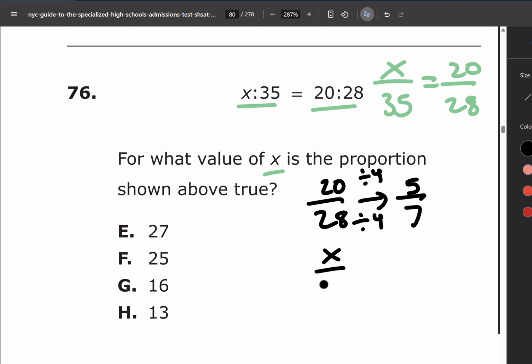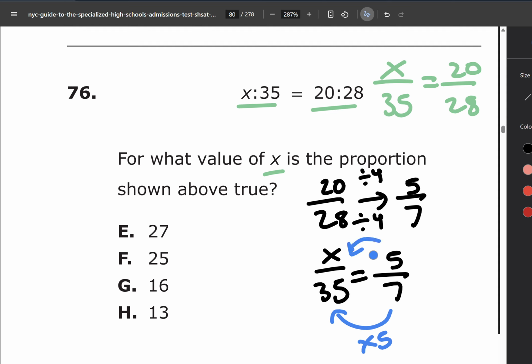So we're really saying that x over 35 is equal to 5 over 7. And all of a sudden, this problem became so much easier. We can see the denominator here. If we multiply by 5, they're equal. So here, we can multiply by 5 too. So 5 times 5 is equal to nothing other than 25. That is question 76.